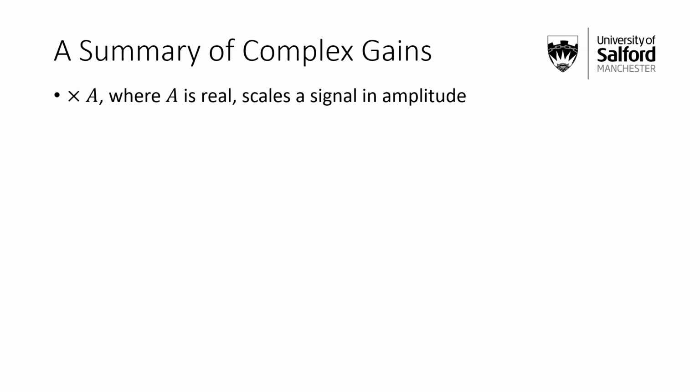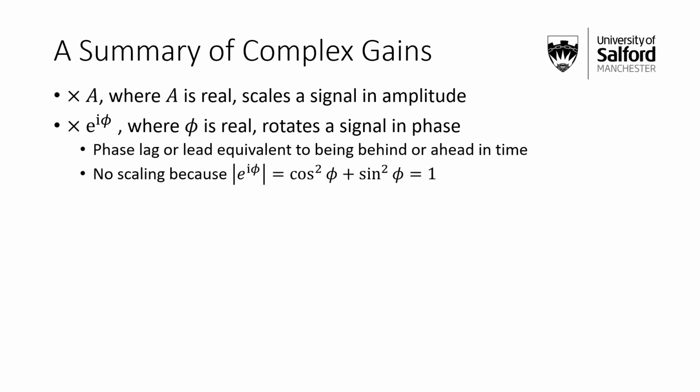Time for a summary. If you multiply something by a, where a is real, you scale a signal in amplitude. If you multiply a signal by e to the i phi, where phi is real, it rotates the signal in phase. You get phase lag or phase lead, depending on whether you're behind or ahead in time. And you don't get any scaling because the magnitude of e to the i theta is cos squared plus sine squared. Remember, the magnitude squared of a complex number is real part squared plus imaginary part squared. And those two have the identity of equalling 1 because they describe a circle. So no scaling, just rotation from that term.